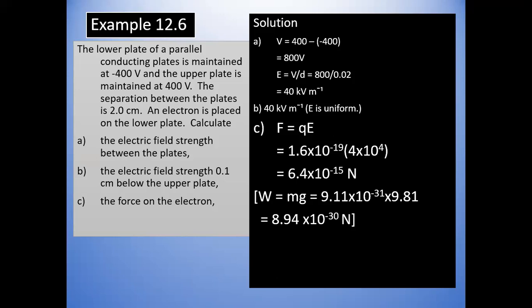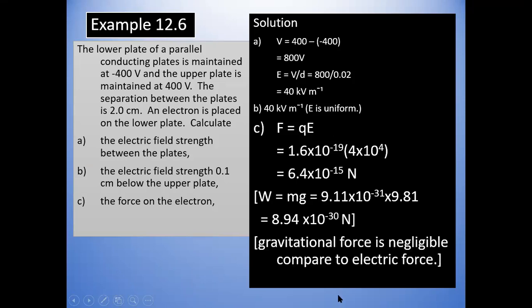Compare this with the weight of the electron. You can see the weight of the electron is much too small. That's why we won't bother about the weight when we do the calculation. Gravitational force is negligible compared to the electric force, so W equals mg is negligible. We don't usually bother with it, unless it's an oil drop.